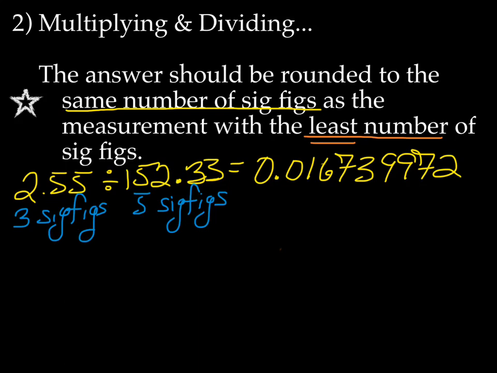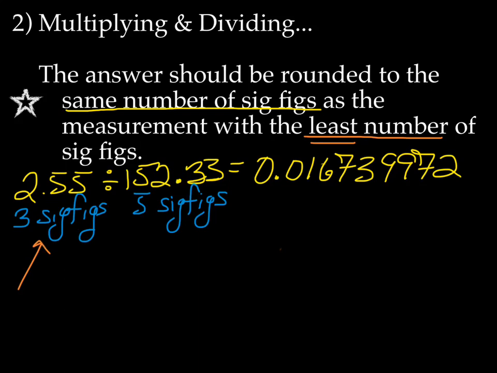All right, so now we need to figure out how many sig figs should be in our answer. Remember that when you're multiplying or dividing, the answer should be rounded to the same number of sig figs as the measurement with the least number of sig figs, which means our answer should have 3 sig figs.